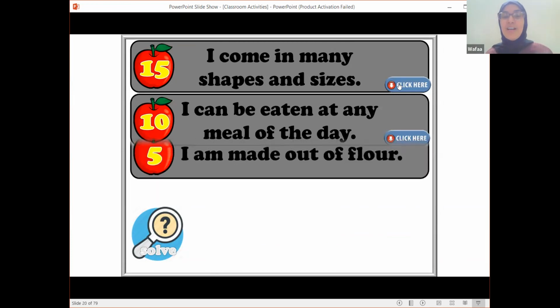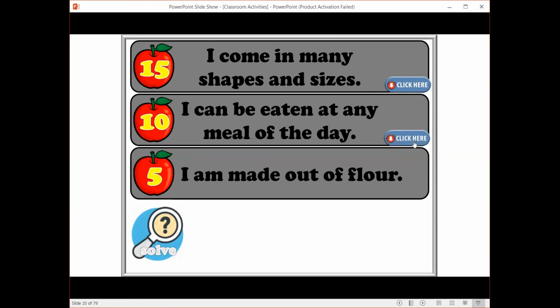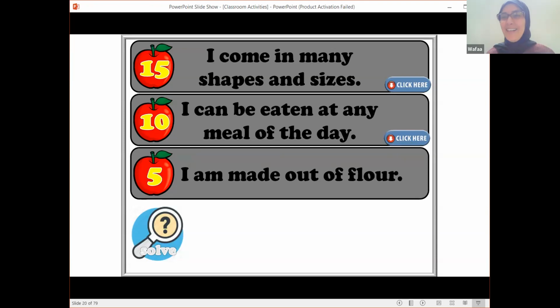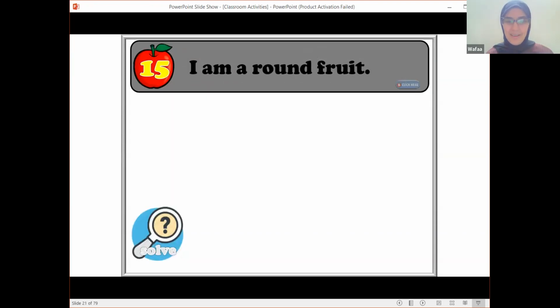Still hard, right? The next one. Bread. I am made out of flour. Yes, bread. Is it bread? Excellent. That's right. It's a bread. Excellent. Okay. Here is a solve.